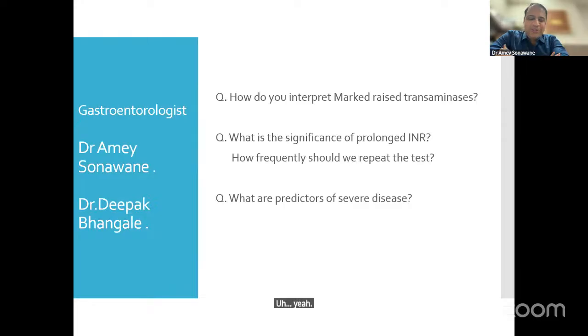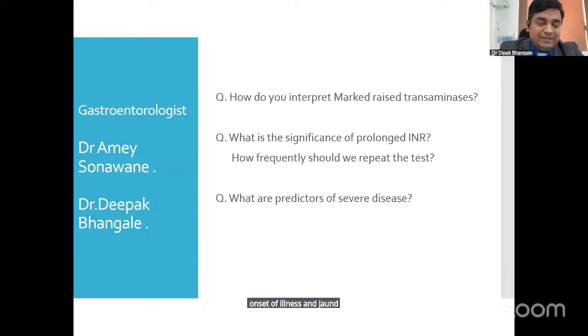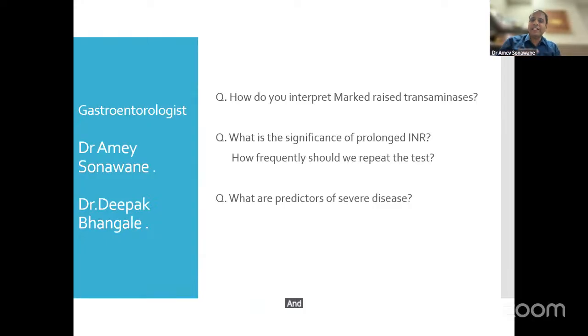Got it. So if you look at the history again, let me summarize it. It's a gravida 2, third trimester, subacute onset. There's a time gap between the onset of illness and jaundice. So there's at least 7 days where there was a prodrome. Then jaundice came in. There was no itching absolutely. BP was normal. Platelets were normal. And you have a very high SGOT, SGPT.